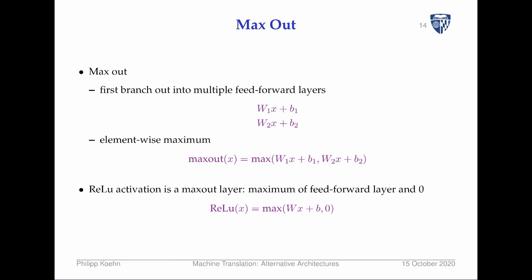One neat mathematical take on that is that the ReLU activation function can actually be viewed as a maxout layer. So we have two calculations. The first one is as above: weight matrix times our input vector plus the bias term, and the other operation is just always zero. And we're going to take the max of that.